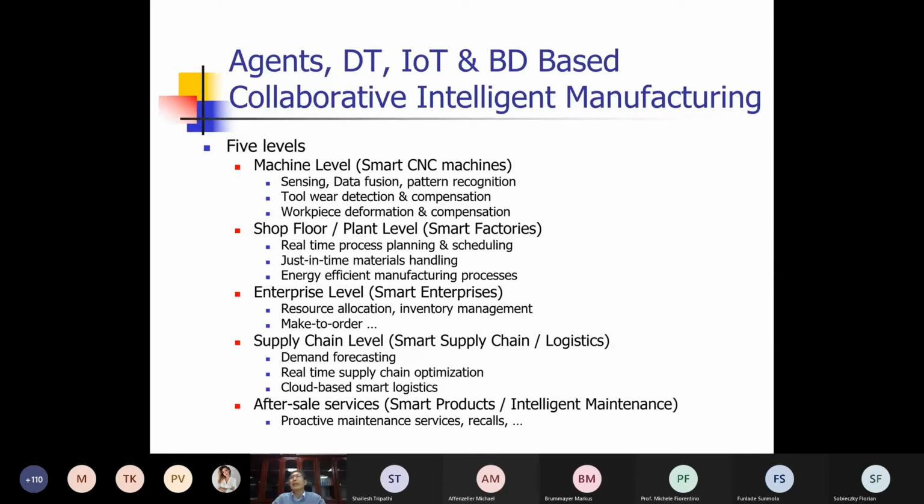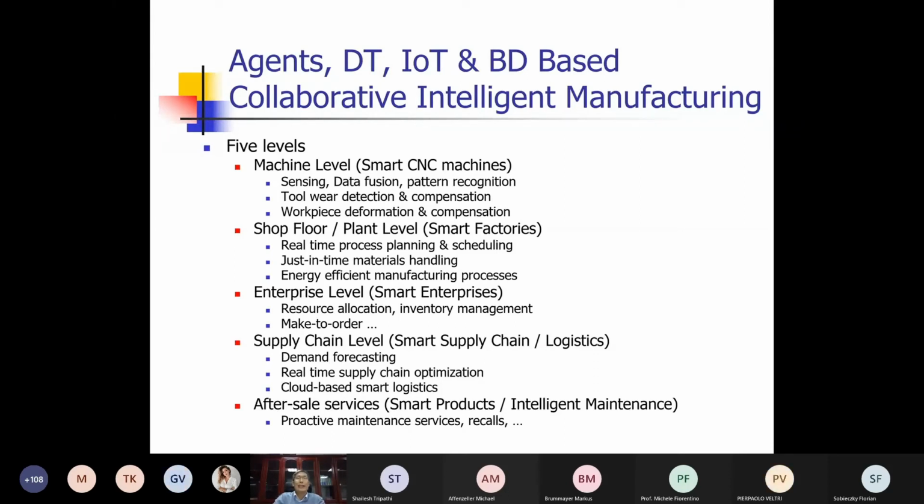I will probably spend the next 3-4 or 5 minutes explaining what I see today in the application of agents and other technology, including digital twin, IoT, and big data, in collaborative manufacturing and in today's Industry 4.0. I can see 5 different levels. During the past 20-some years, almost 28 years, I have mostly worked on the 2nd level, or a little bit on the 3rd level. In fact, all 5 levels are good applications of this technology.